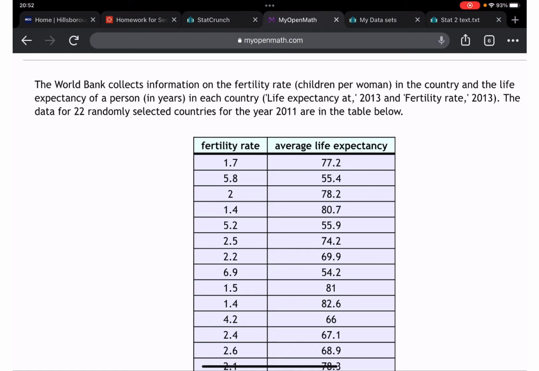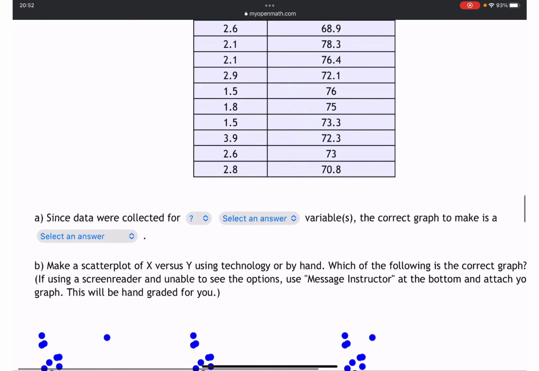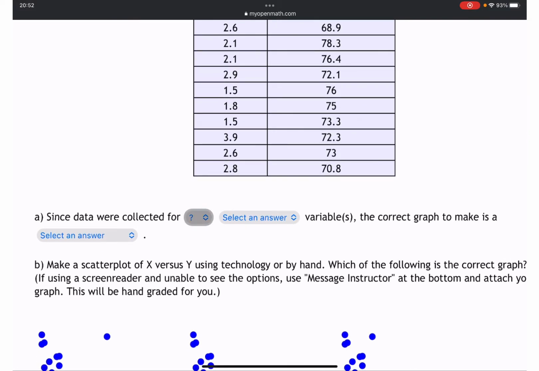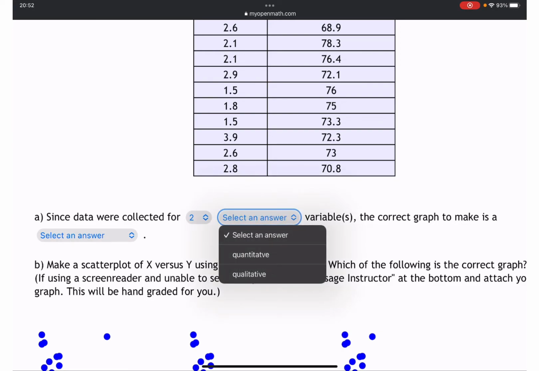Okay, as you can see here, we are going to build the graph and everything else for two variables, fertility rate and average life expectancy. Till now we were working only with one variable. Now we're going to work with two. So since data were collected for two, what kind of variables are they going to be? Quantitative, right? Because those are numbers.